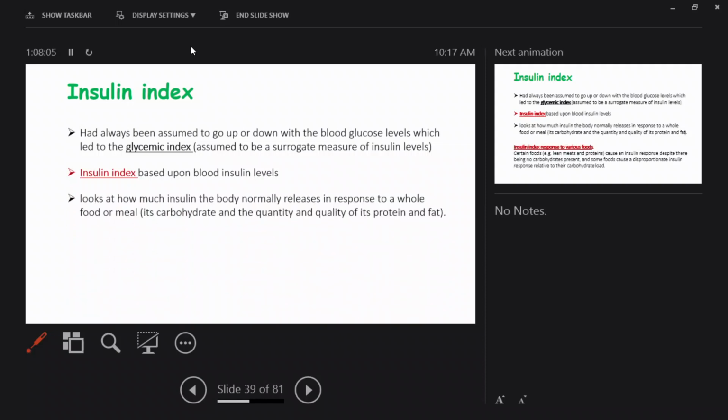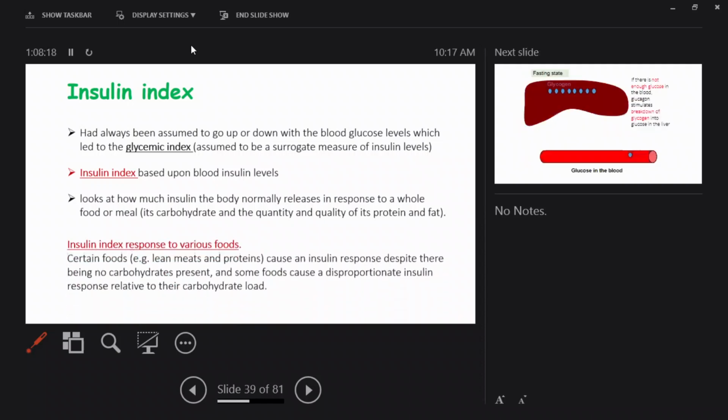Insulin index is based on blood insulin level. Okay. How much insulin the body normally releases in response to a whole food or meal. So it depends on its carbohydrate and the quantity and quality of its protein and fat.